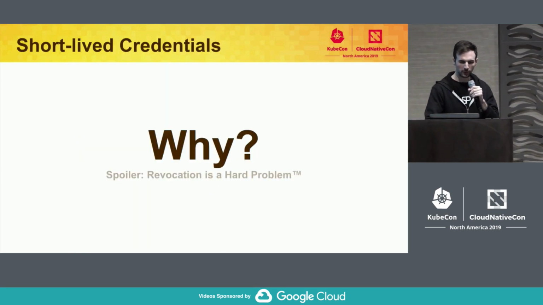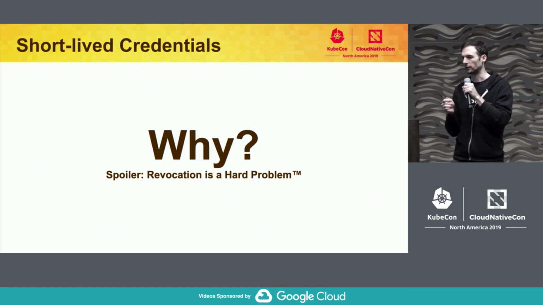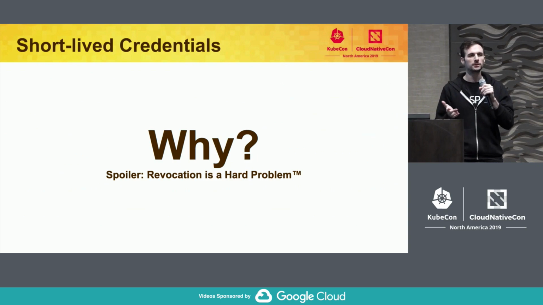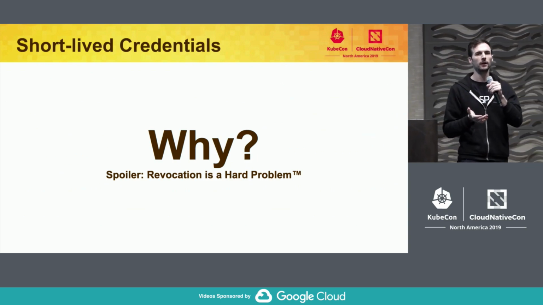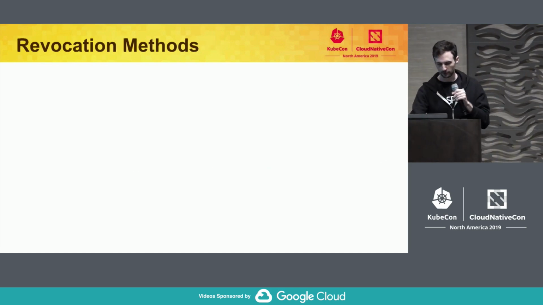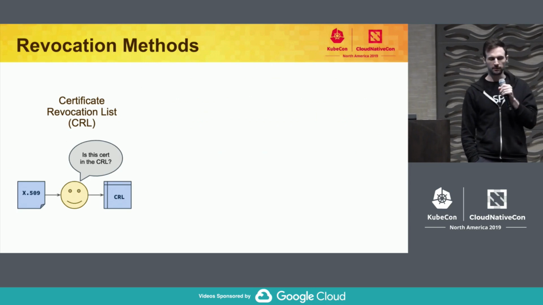Okay, so before I dig into these components a little bit, it's important to get a little bit of background on short-lived credentials that we use in SPIRE. And the big question everyone has is, why do you use short-lived credentials? Why don't you have a good revocation strategy? And spoiler alert, revocation is a very hard problem. There's a little bit of background on revocation strategies that have been used historically.